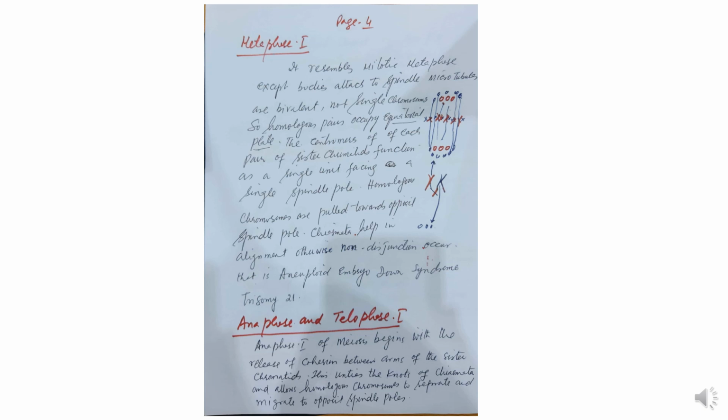Anaphase and telophase. Anaphase 1 of meiosis begins with the release of cohesion between the arms of the sister chromatids. This unties the knots of chiasma. There is a knot at this point, the chiasma, crossing over. It unknots, opens, and allows the homologous chromosomes to separate and migrate to opposite spindle poles.